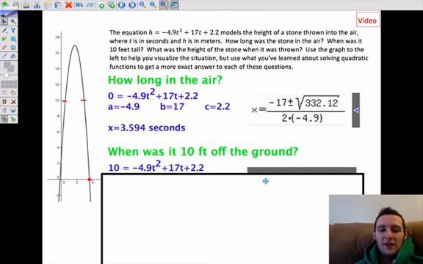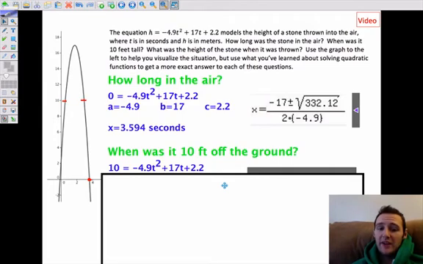So when is it 10 feet off the ground? I'm going to plug in a 10 for h because I'm interested in a height of 10 meters. These 2 points are where the height is 10 meters. That's what I'm interested in finding. So I'm going to set 10 instead of h. 10 equals negative 4.9 t squared plus 17t plus 2.2. All I've done there is just copy it down.